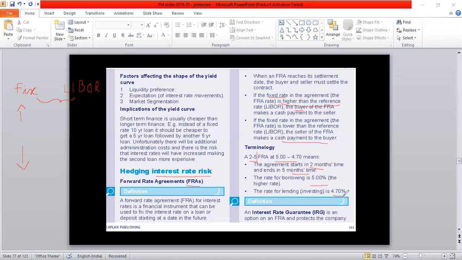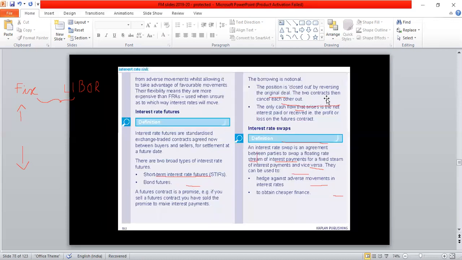Okay. Now, definition of an interest rate guarantee. An interest rate guarantee is an option on an FRA and protects the company from adverse movements while allowing it to take advantage of favorable movements. That flexibility means they are more expensive than FRAs, used when unsure as to which way interest rates will move. So ensuring, guaranteeing some amount here, interest rate guarantees, that is what is mentioned.